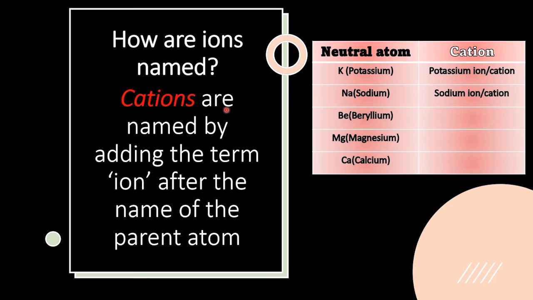How are ions named? Cations are named by adding the term ion after the name of the parent atom. So for example, from a neutral atom of potassium, just add the word ion. So it will become potassium ion or potassium cation. For sodium, it will become sodium ion or sodium cation. How about beryllium? Beryllium becomes beryllium ion or beryllium cation. For magnesium? It becomes magnesium ion or magnesium cation. Lastly, calcium becomes calcium ion or calcium cation. Perfect.